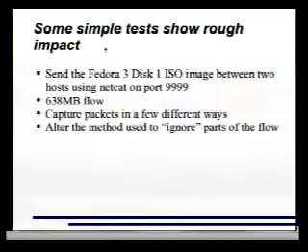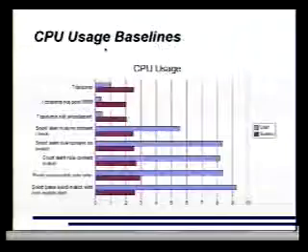Some very simple tests to show what happens just when you move around one ISO. This is a Fedora 3 Disk 1 ISO between two hosts on port 9999 with Snort in assembly mode for that port. It's a 638 megabyte flow, and on this graph I'm going to show you a couple of the ways it impacts the system. This is mostly intended just to show relative impact. Don't worry about my poor slow machine.